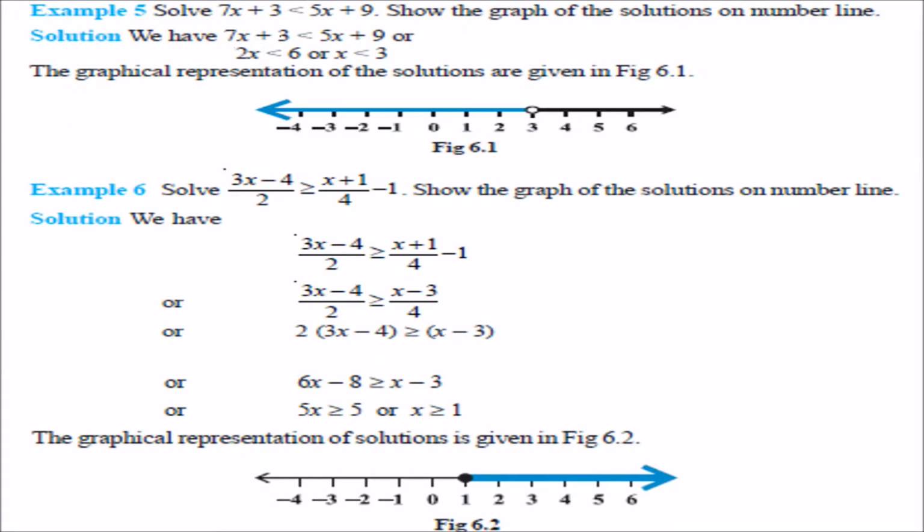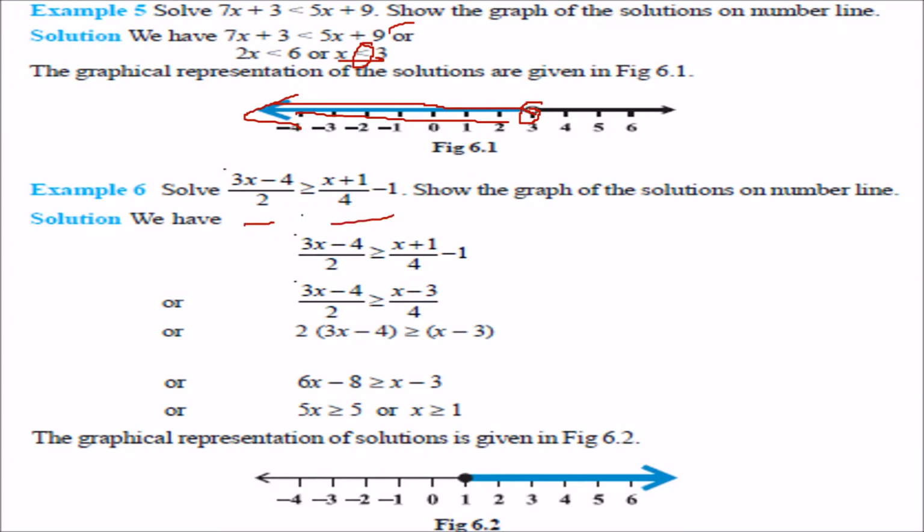Next is 7x plus 3 less than 5x plus 9, and I hope that you are going to solve it. It will be x less than 3. How are you going to represent it on the number line? Since it is a strict inequality, you will use a hollow circle, and for x less than 3, this line in blue shows the required answer.